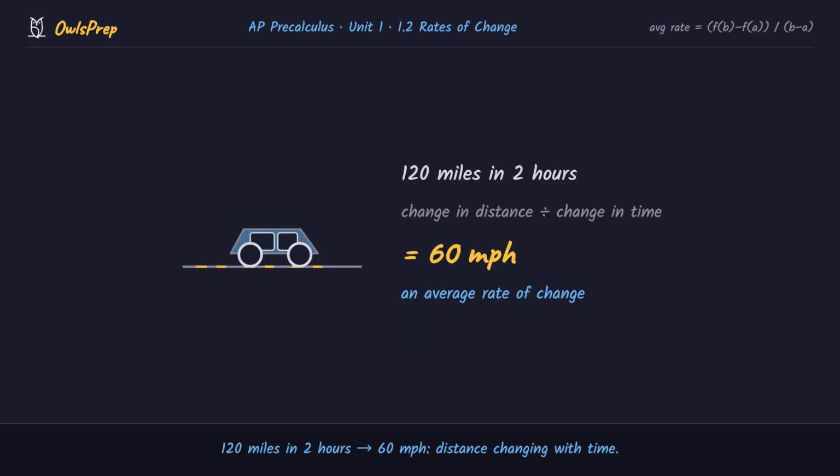Think about a road trip. You drive 120 miles in 2 hours. On average, that's 60 miles per hour, a rate of change, distance changing with time. You might have gone faster or slower along the way, but the average rate captures the overall change. That's what this topic is about.